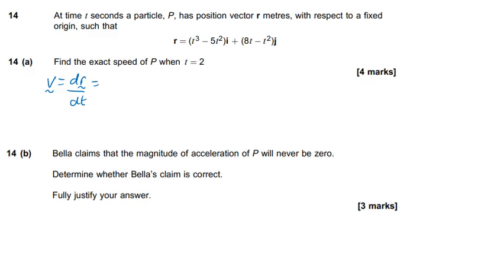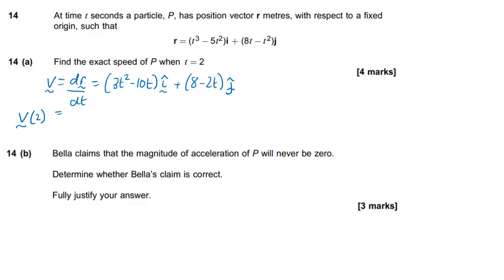So differentiate that expression, we get 3t squared minus 10t in the i direction, and then 8 minus 2t in the j direction. So just differentiating each component. So this is the velocity, but we want the speed, and we want the speed at t equals 2. So the next thing we could do is work out the velocity when t equals 2, so just substituting t equals 2 into there.